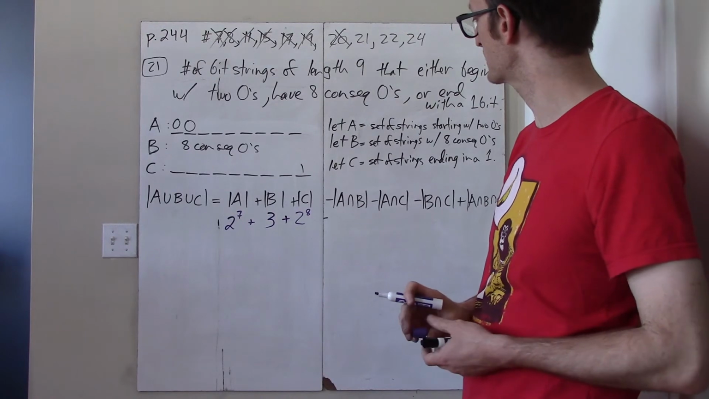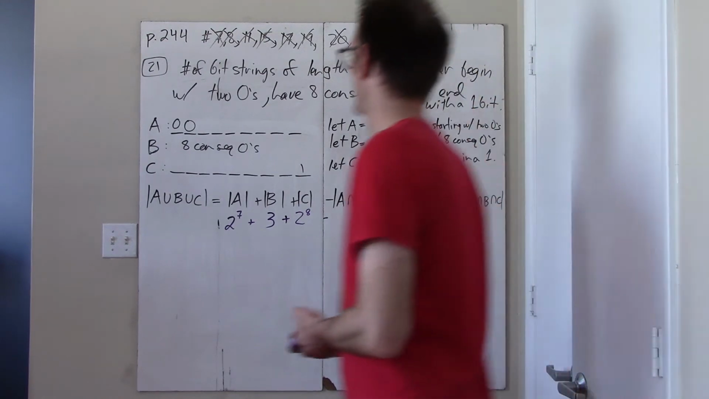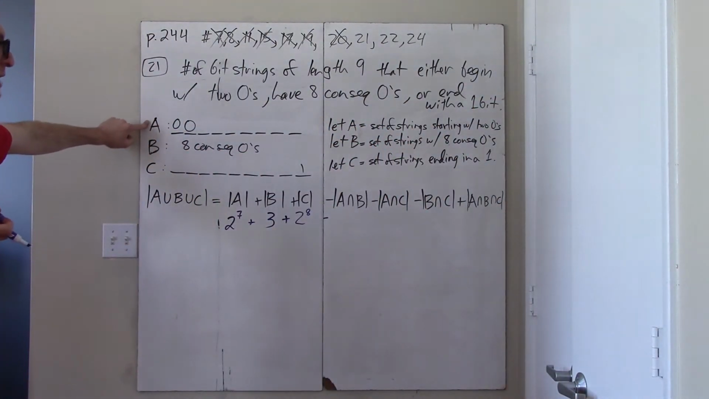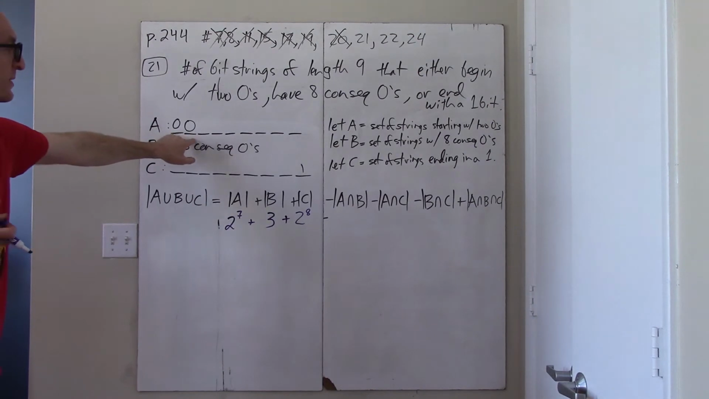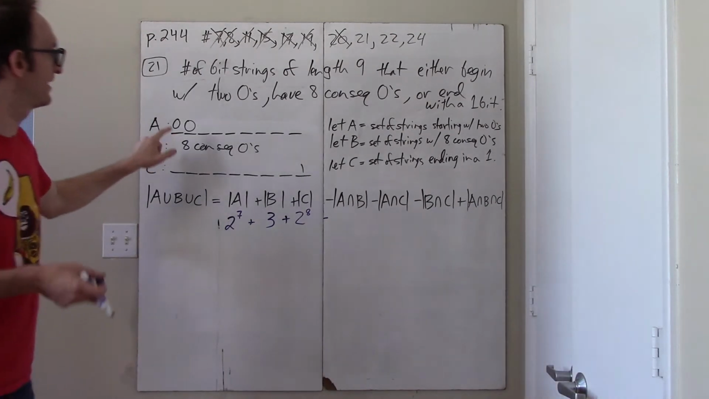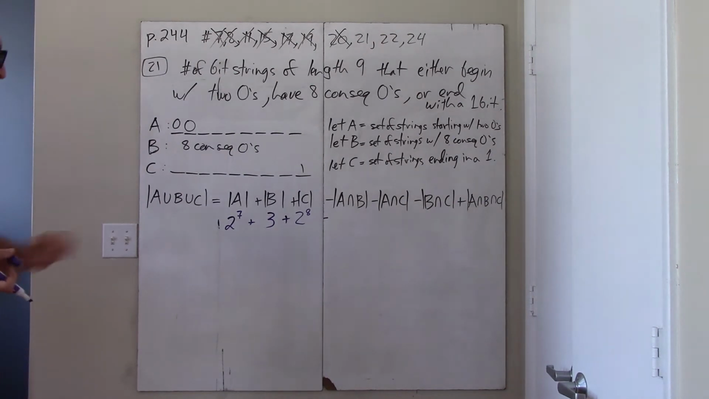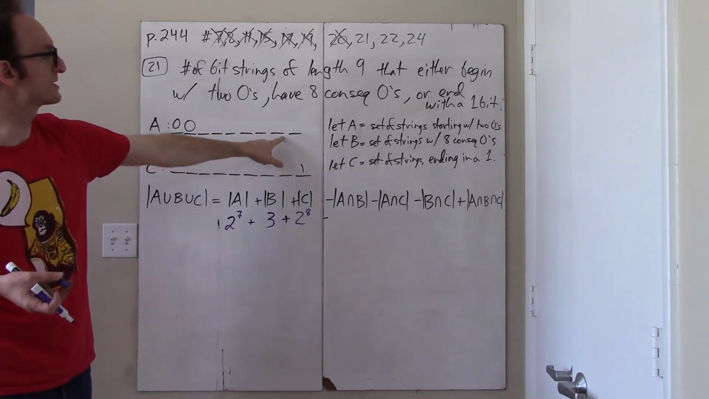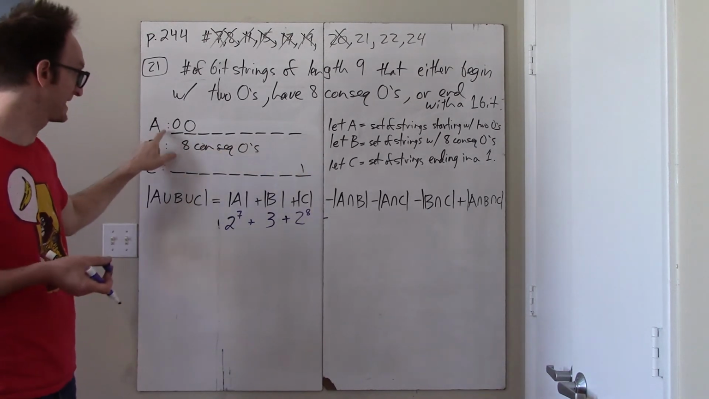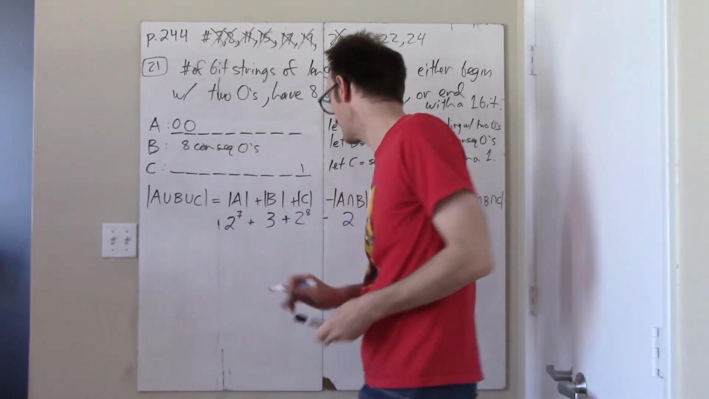How many strings are there which are in A intersect B? Okay, so now I need to talk about a string which has the following 2 properties. It starts with 2 zeros, but also there are 8 consecutive zeros. Well, there's only one possible string. No, wait. There are 2 strings that meet this condition. All zeros up until the last character, which is a 1, that's certainly in A and also in B, or just all zeros. Okay, so there are 2 strings in this set.